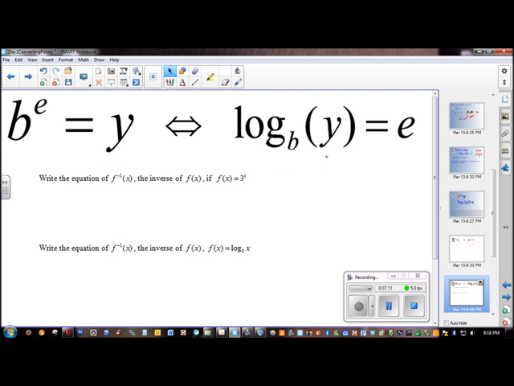Let's look at some examples. And I've got these two on top of the slide here for reference for you, but you won't have those when you take your test or when you take your Regents exam.